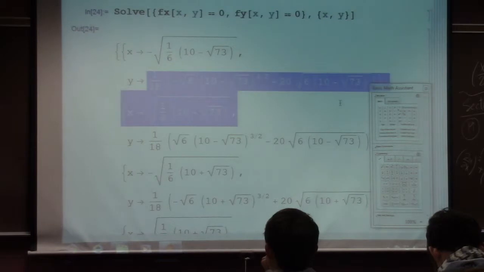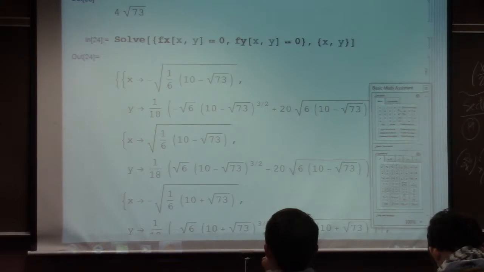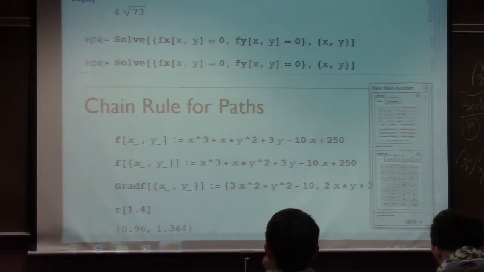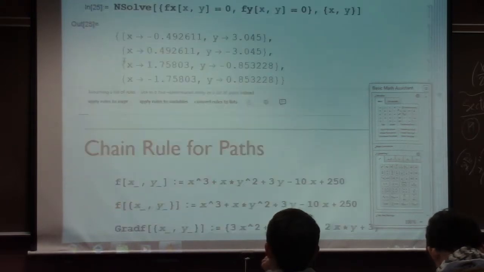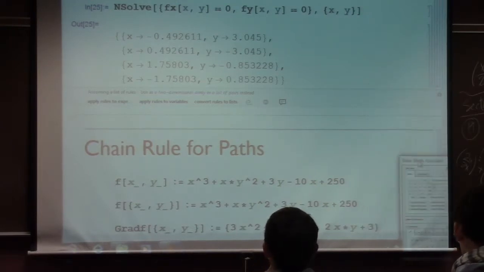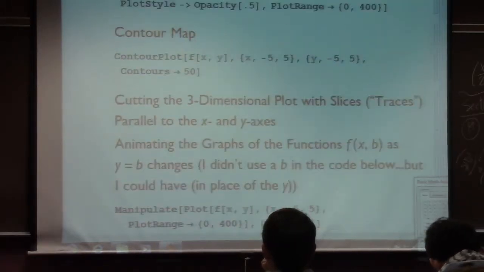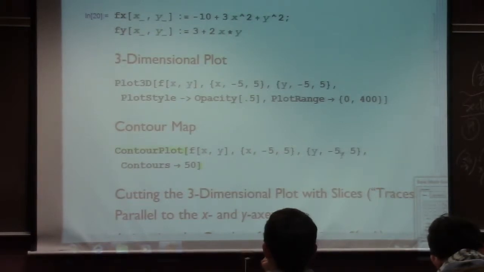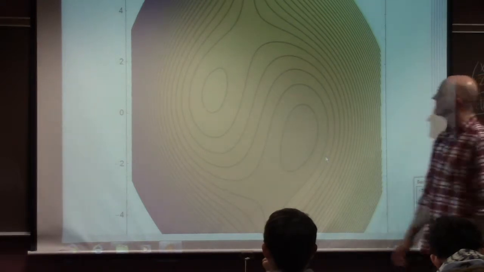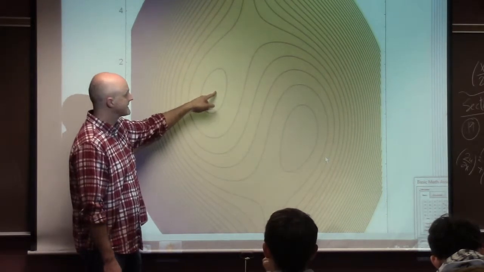The y's become more complicated. I'm pretty confident this is giving us the same answers. NSolve will approximate those. There we go. Those are 4 critical points for the contour map of this function. Let's see, where's the contour map? I guess up here. One of the critical points is right there. That's going to be a local max.